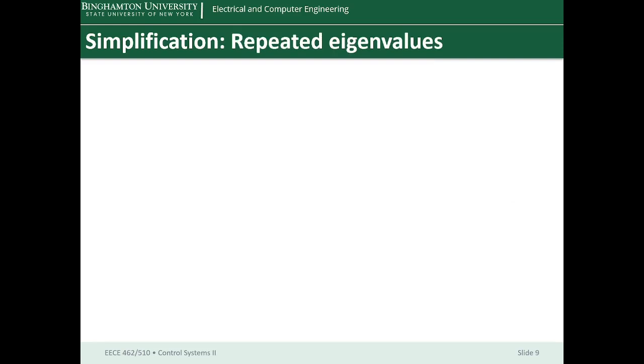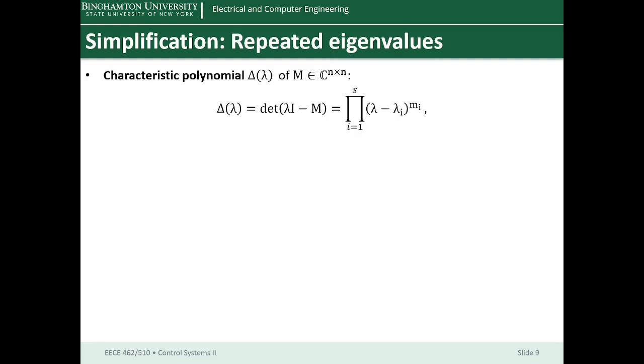Now let's look at what happens when a system has a repeated eigenvalue, meaning some of the eigenvalues appear more than once. We start with the characteristic polynomial, which we call delta of lambda. It can be written as a product of several factors, one for each distinct eigenvalue. We say delta of lambda equals the product from i equals 1 up to s of the terms lambda minus lambda sub i raised to the power of m sub i.